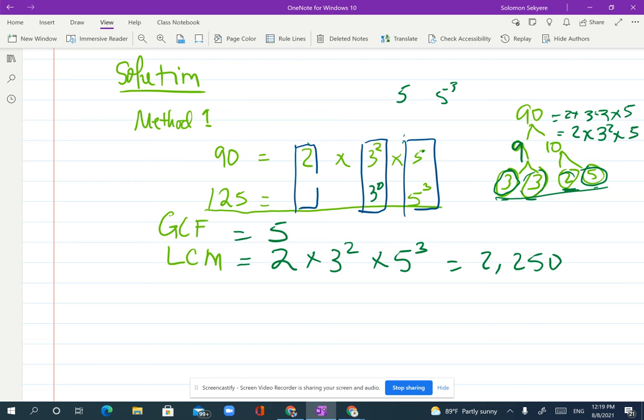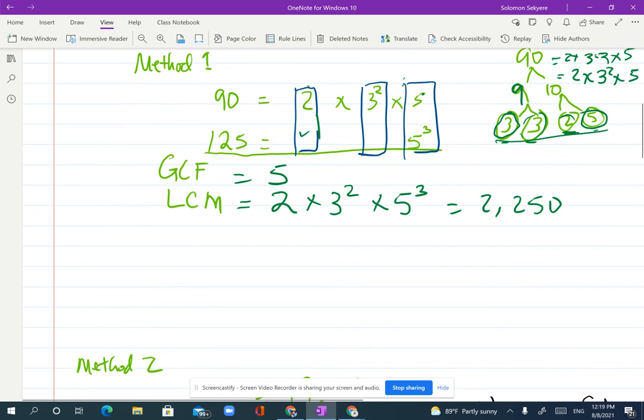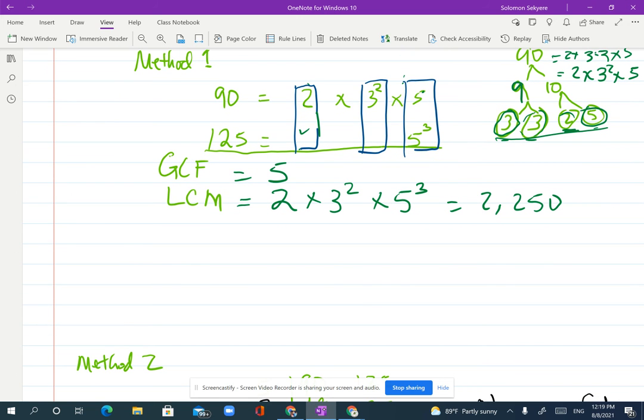So with GCF, I only consider the column that has something in each row. I skip the others. With LCM, I don't throw anything away and I pick the highest one. So here's 2, 3 squared, and when I come to 5 and 5 cubed, I pick the 5 cubed. For GCF, between 5 and 5 cubed, I pick the smaller one, the 5. For LCM, I pick the higher one.